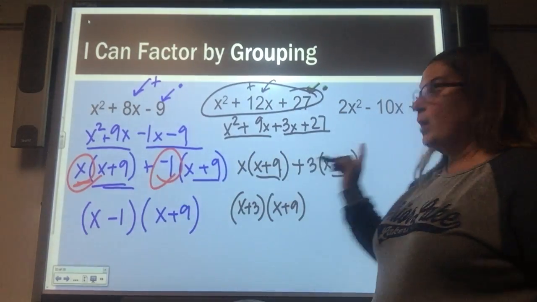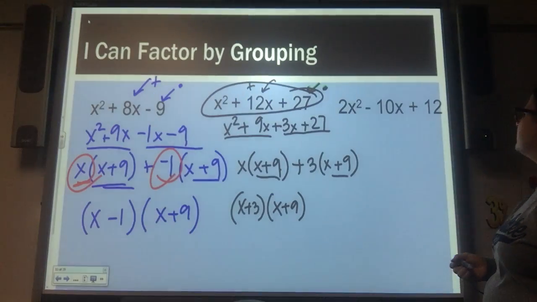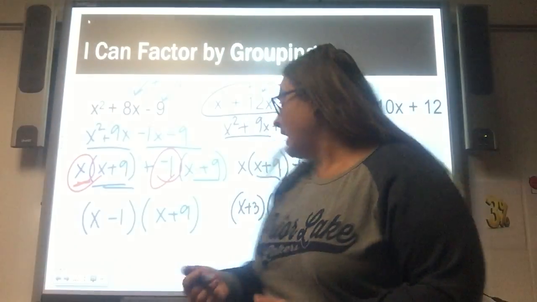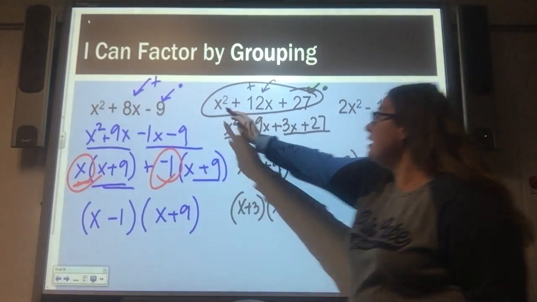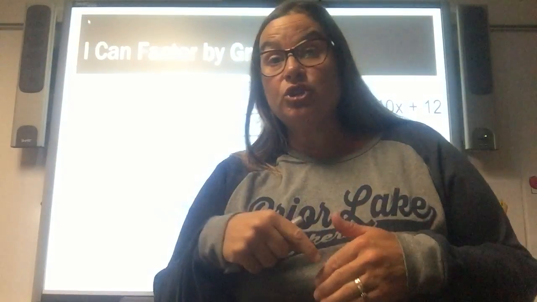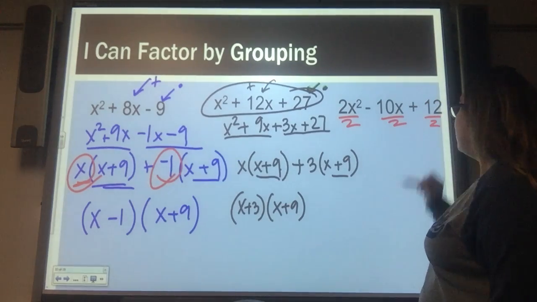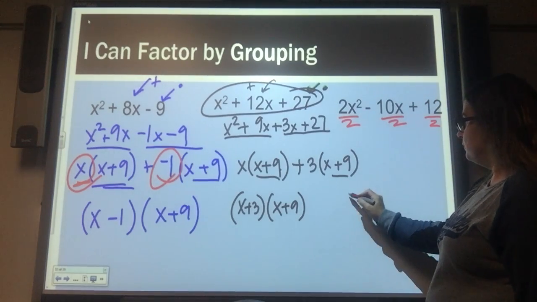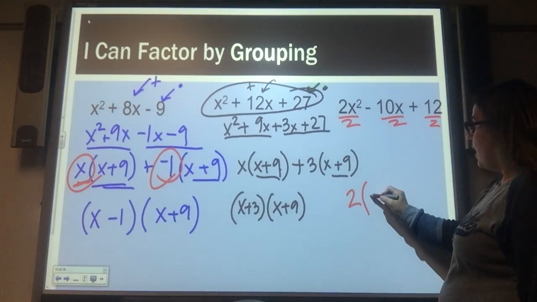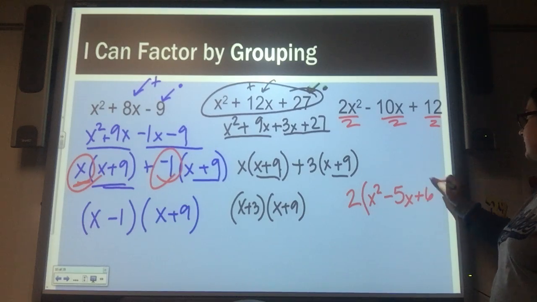Okay, one more. Oh, this one looks different. Why does this one look different? You're right. It's because there's a 2 in front. And all along, we've only had a 1 in front. So this one's different. So what I'm going to do is divide that 2 out first. So divide everything by 2. Clean it up nicely. So I'm going to bring it down here. So 2 times the quantity x squared minus 5x plus 6.